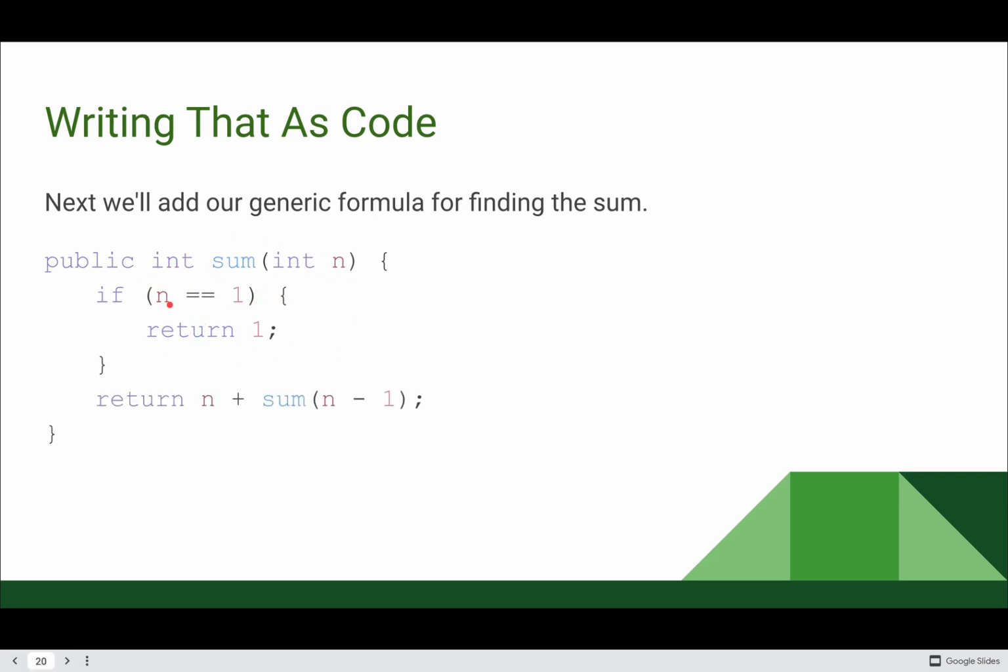So if our n was not equal to 1, we're going to return from our method the sum of our current value n plus we're going to call sum on n minus 1. So we're going to repeatedly call this method until sum equals 1, and then we're going to fall back through the chain.